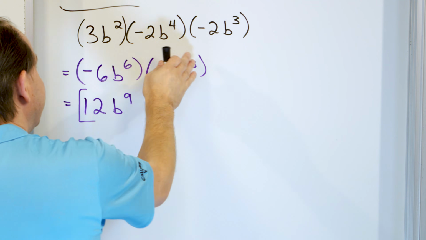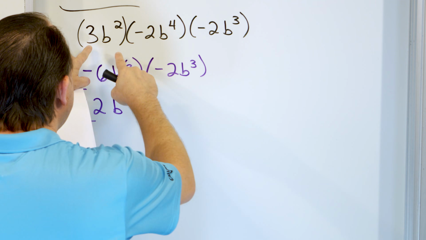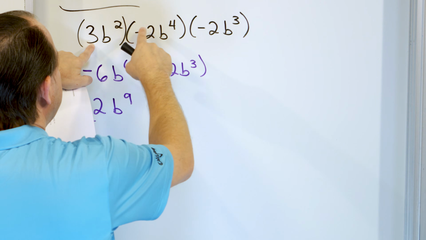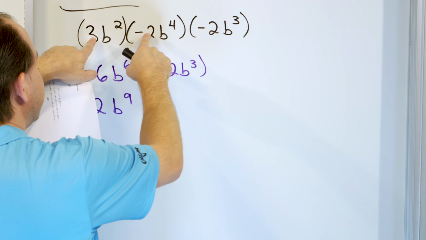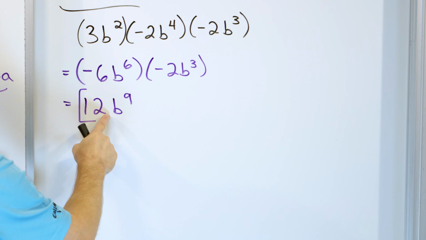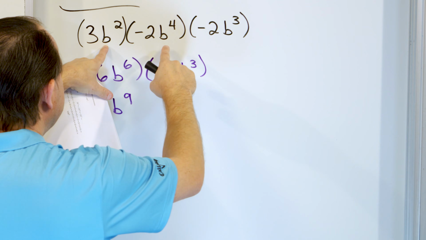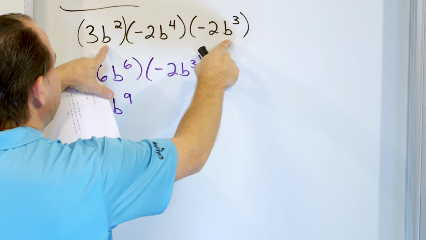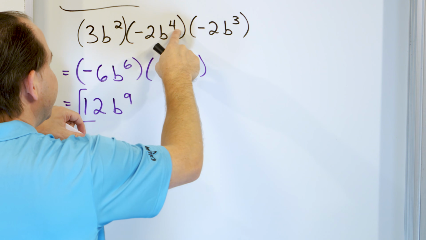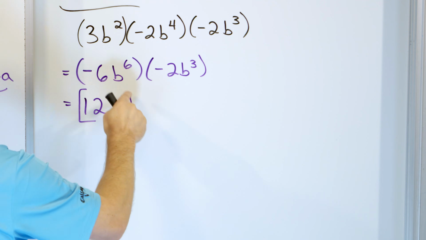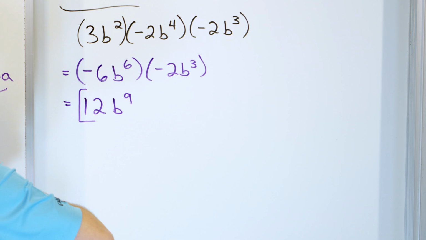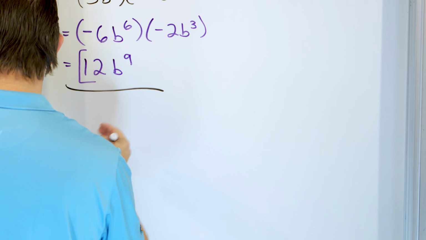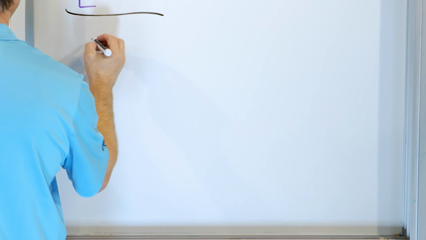Now, you don't have to do it in 2 steps. If you want, in your mind, you could say, well, 3 times this is going to give me negative 6, and then negative 6 times negative 2 is positive 12. And then you say this b and this b and this b, it's going to be a b in the answer. 2 plus 4 is 6, and then 6 plus 3 is 9. So you can do it all in one step, but sometimes it is a little bit better for us to break it up. All right, only 2 more problems.